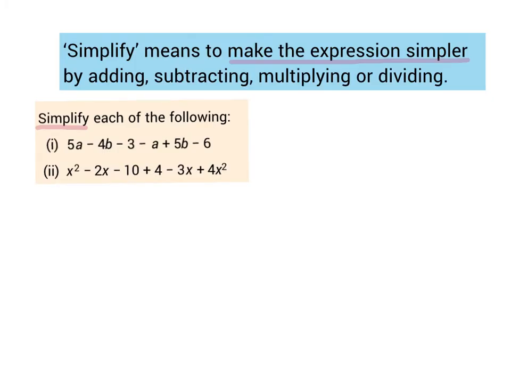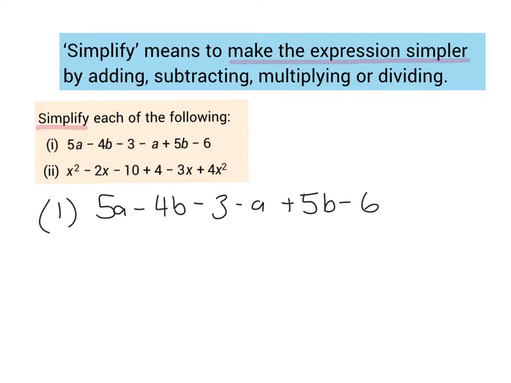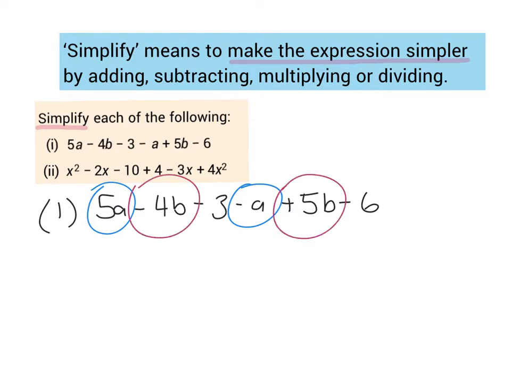When we're asked to simplify an expression, we use the like with like rule. For example, to answer part 1 of this question, we would say 5a minus 4b minus 3 minus a plus 5b plus minus 6. And we would equate the similar terms. So we have a 5a, we have a minus a, we have a minus 4b and a plus 5b, and we also in this example have two constants, minus 3 and minus 6. So we rewrite the expression and we simplify it.